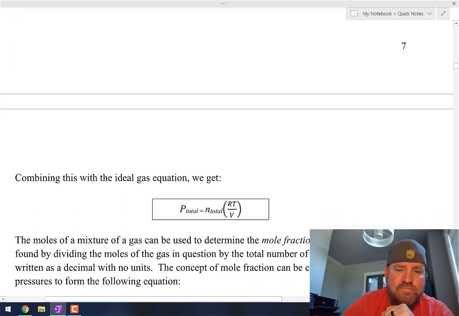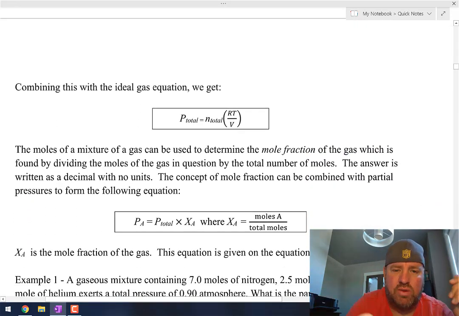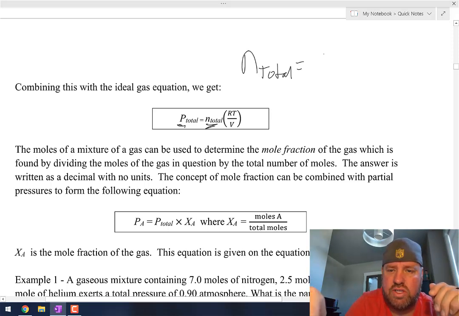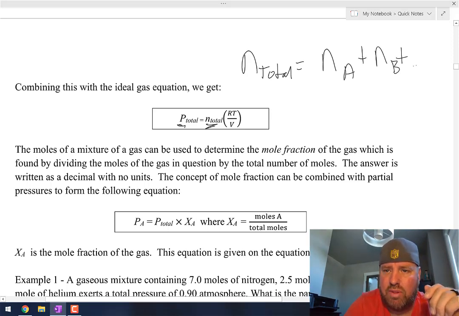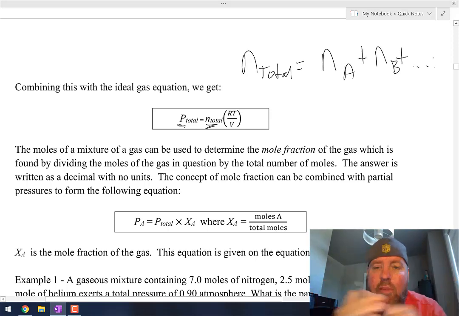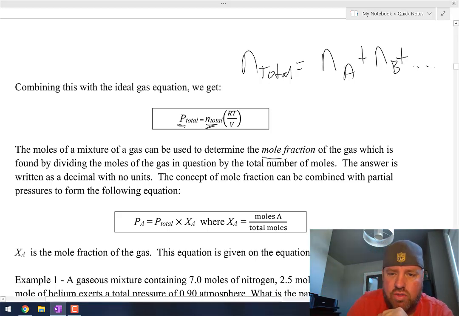Okay, and so likewise we can use that same thought with the total number of moles. So just like with pressures, the n total, the total number of moles, is equal to the moles of gas A plus the moles of gas B plus... You can just add up all of the moles of the gases to get the total number of moles. Okay, and then you can use that as well to find what's called the mole fraction.